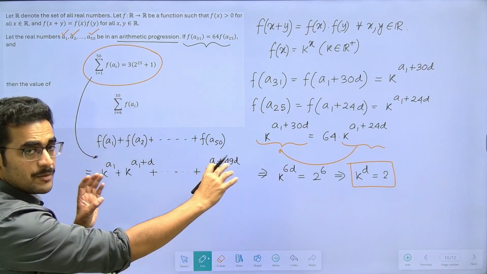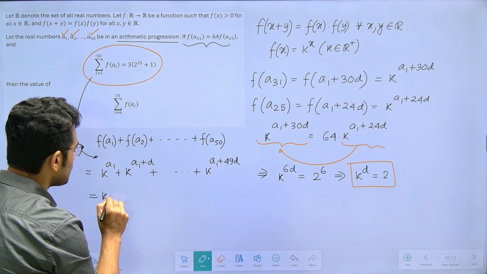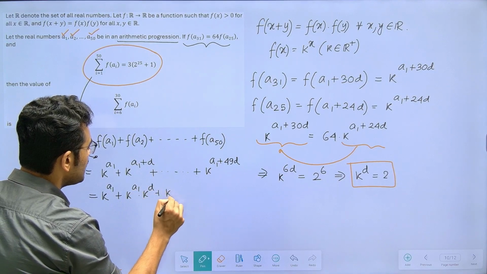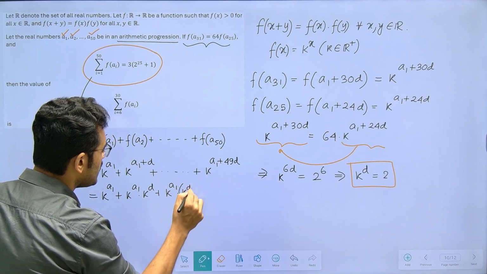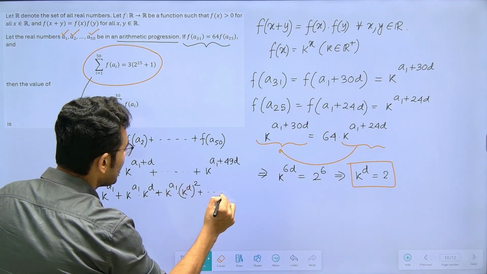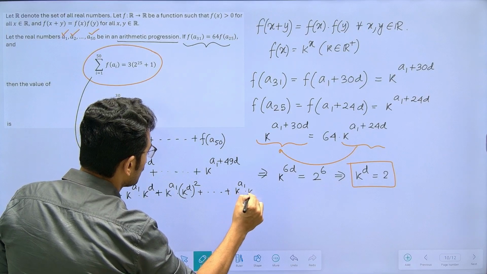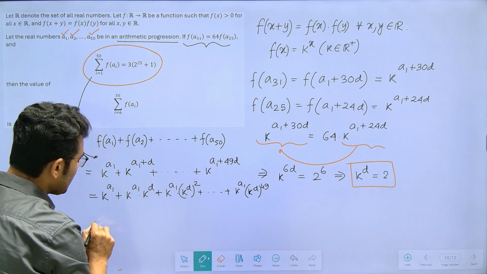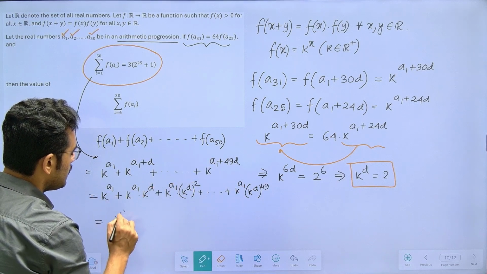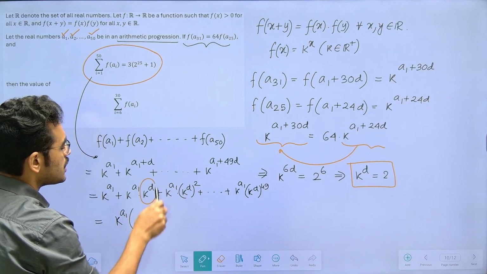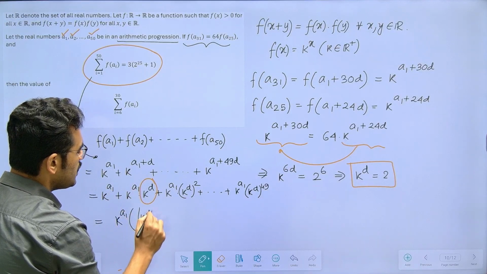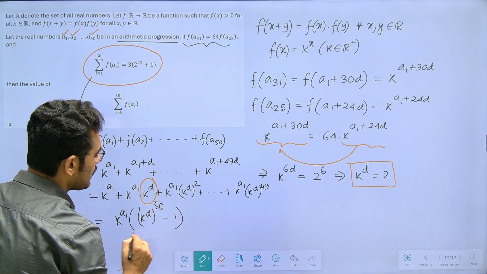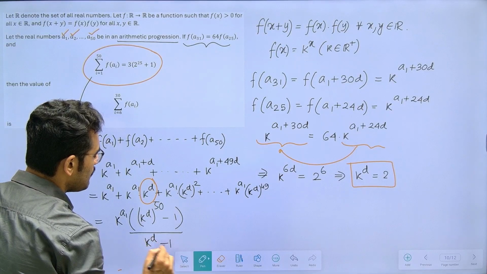So you can see that this is a GP series. This is a GP series because this is first term k to the power a1, plus k to the power a1 into k to the power d, plus k to the power a1 into k to the power 2d, that is k to the power d squared, and so on up to k to the power a1 into k to the power d to the power 49. And the sum of a GP series is the first term k to the power a1 into the common ratio, that is k to the power d, to the power number of terms, the number of terms is counting 50 terms, 50, minus 1, divided by k to the power d minus 1.